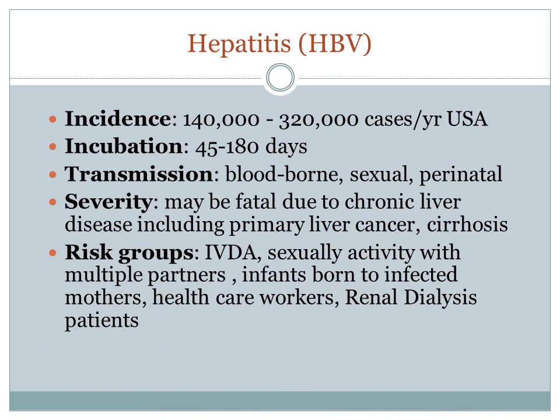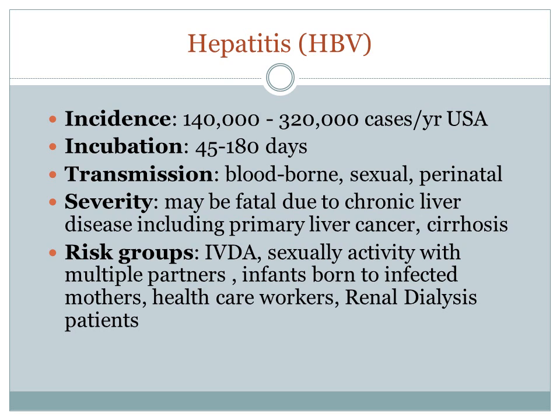If we look closer at hepatitis B, you'll see that there are 140,000 up to 320,000 cases per year in the U.S. The incubation period is rather interesting, 45 days up to 6 months. Transmission is bloodborne, sexual, and perinatal.